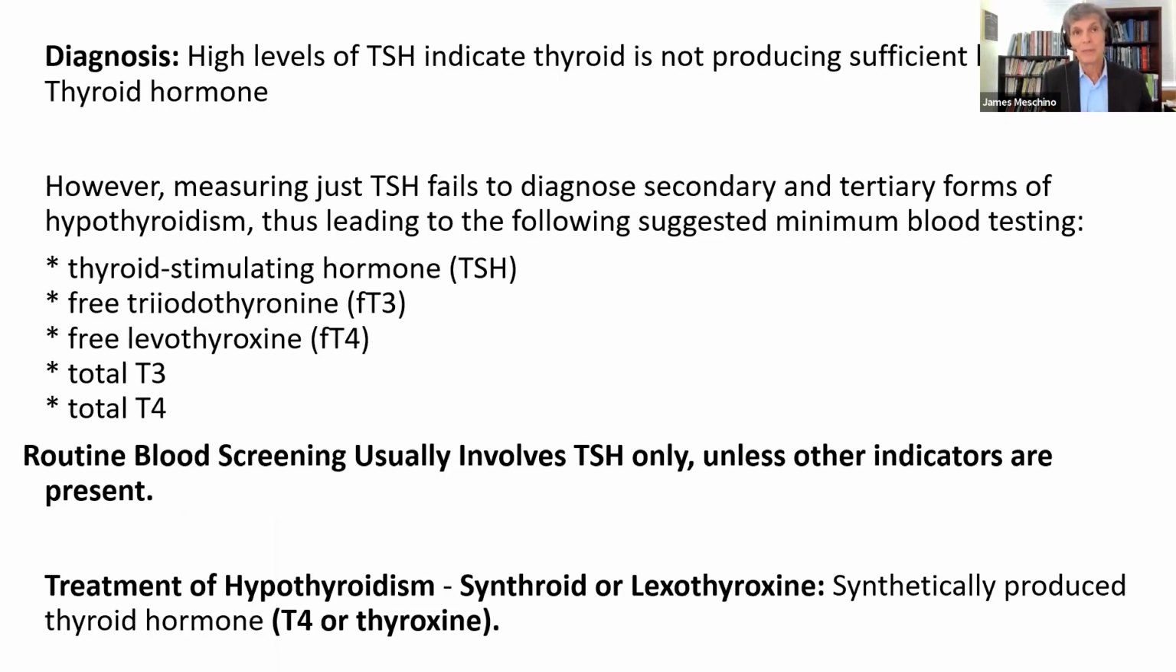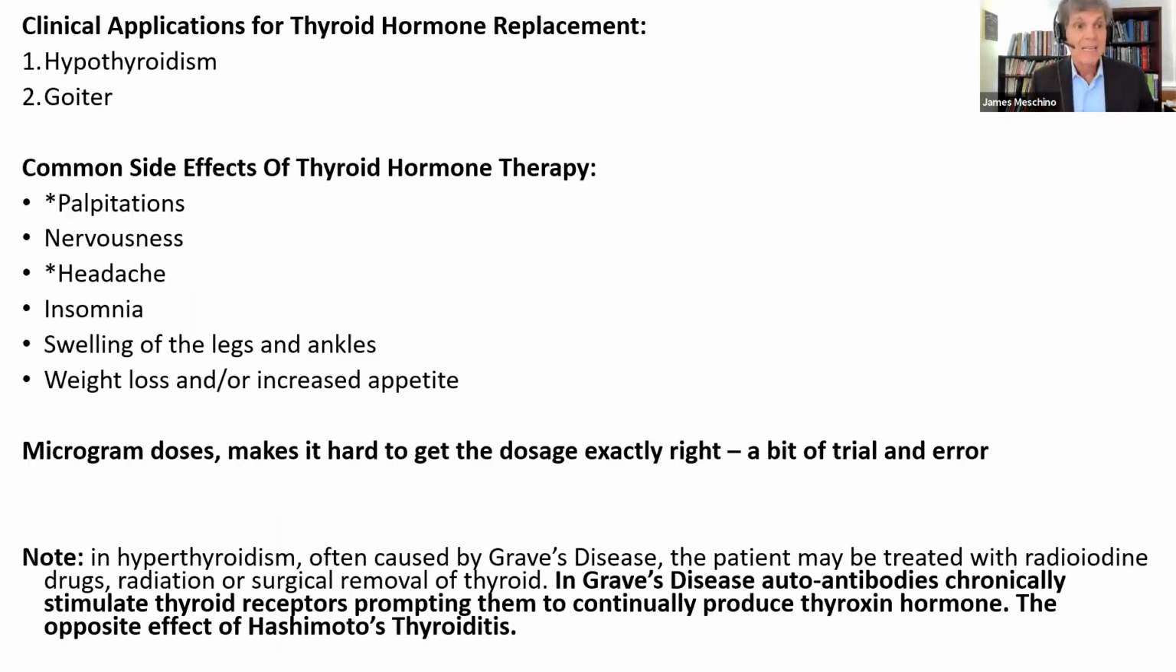They're going to be treated with synthetic thyroid hormone that they call Synthroid or levothyroxine, one of these synthetic drugs. The synthetic drugs are basically a form of T4 or thyroxine. It is not T3. The clinical application for thyroid hormone replacement is hypothyroidism, in situations where there's goiter.